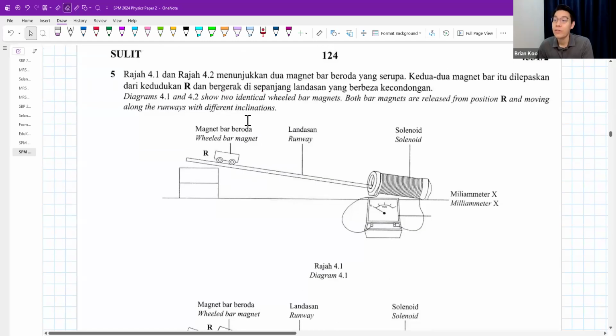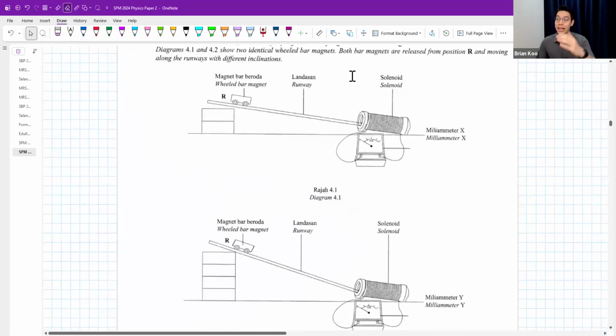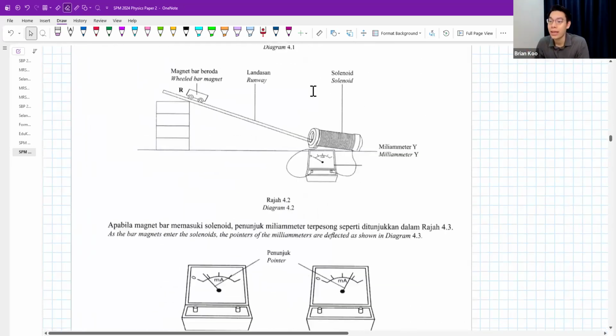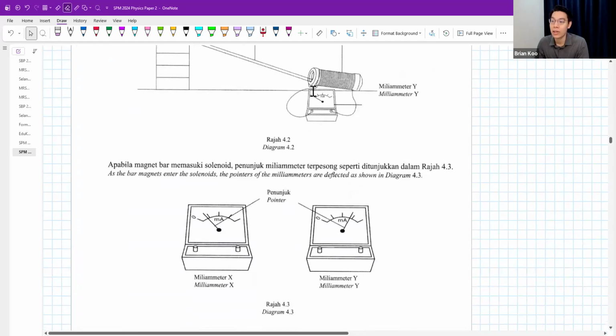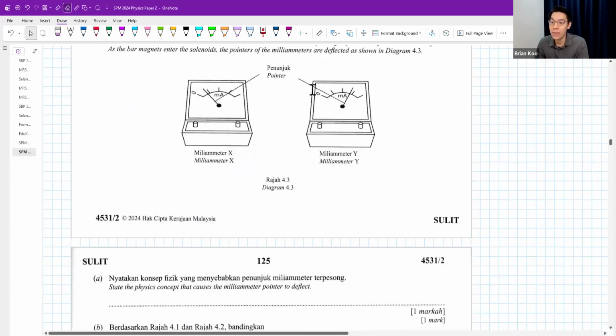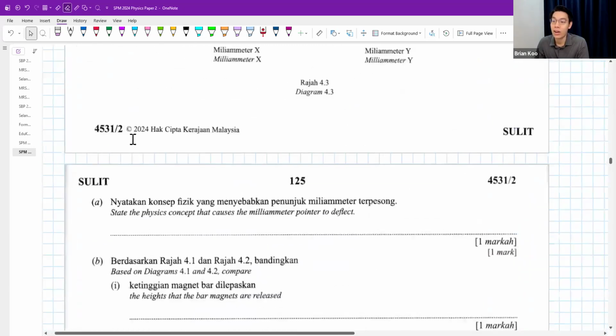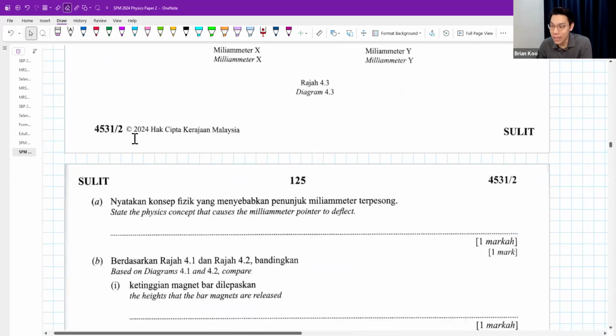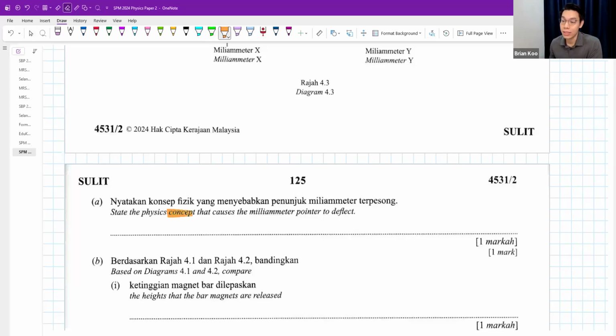Question 5. Diagram 4.1 and 4.2 show 2 identical wheeled bar magnets. Both bar magnets are released from position R and move along runways with different inclinations. Okay, so one is a different incline, one is higher and one is lower. As the bar magnet enters the solenoid, the pointer of the milliammeter deflects, as shown in diagram 4.3. State the physics concept that caused the milliammeter pointer to deflect. Be really careful. Concept, not law, concept. Usually, if it's a law, my answer would be Lenz's law.